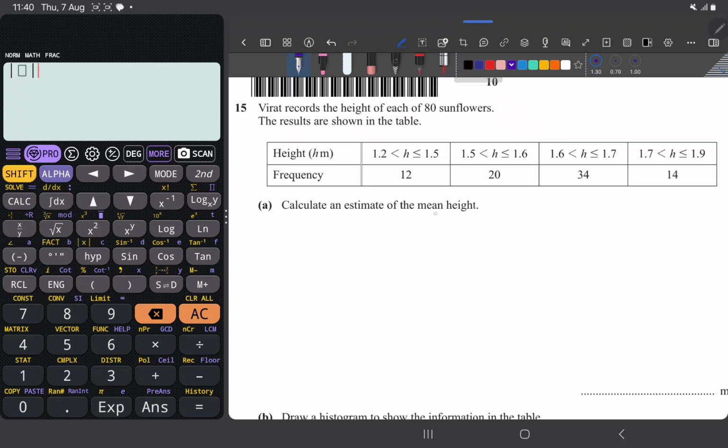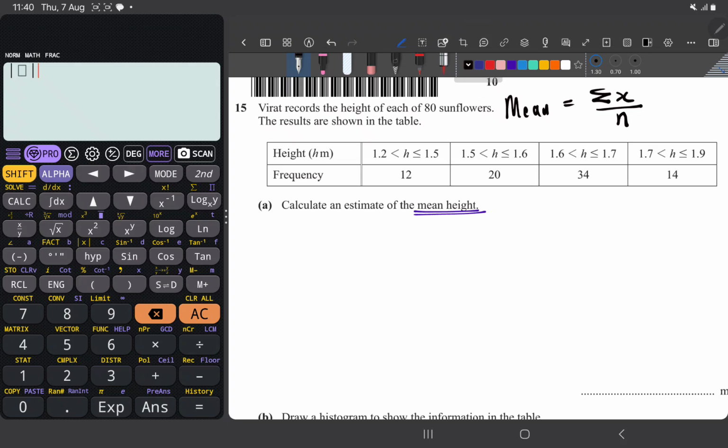Calculate an estimate of the mean. Now, this is a popular question in IGCSE maths papers, actually. When they ask you to find the mean, this is very, very popular. So I want you to know that when you are asked to find mean, here's the thing. Mean is just going to be equal to the total number of things. So you add them, then you divide by how many they are.